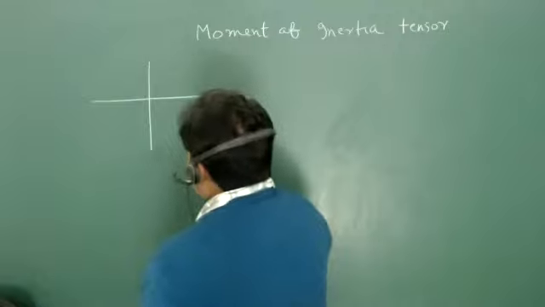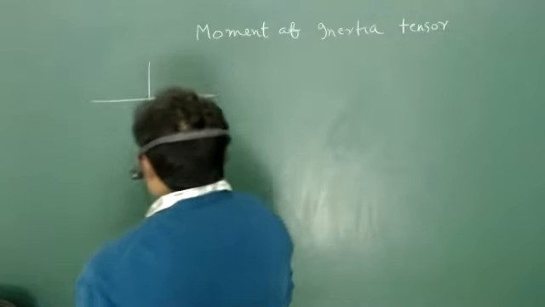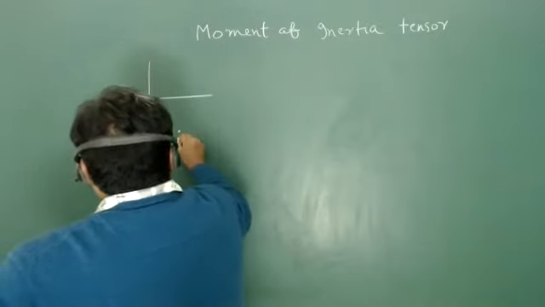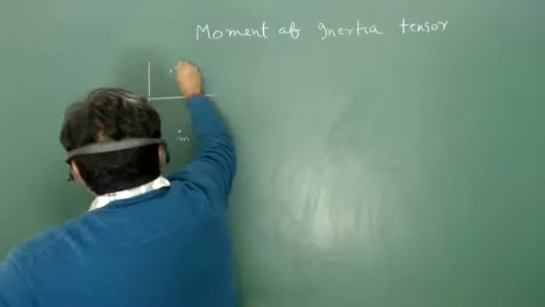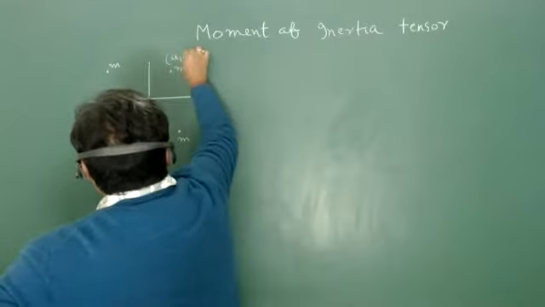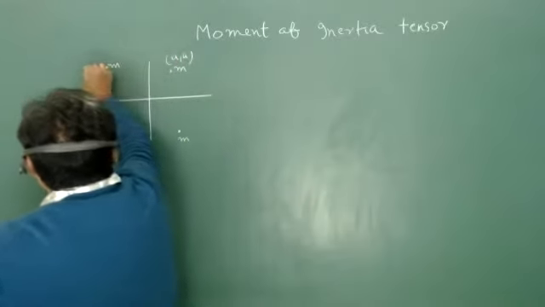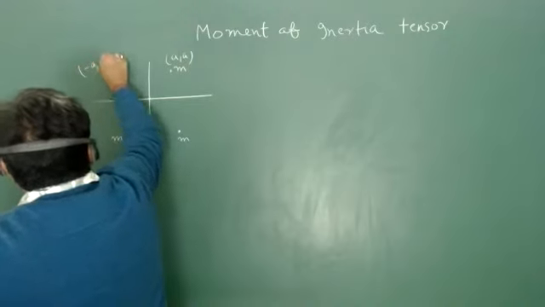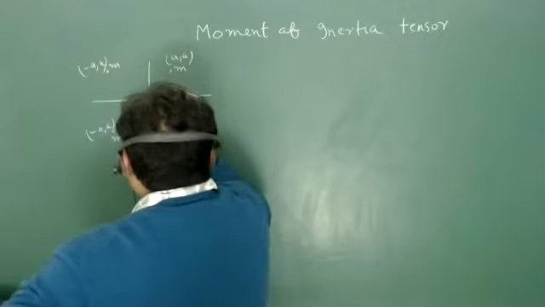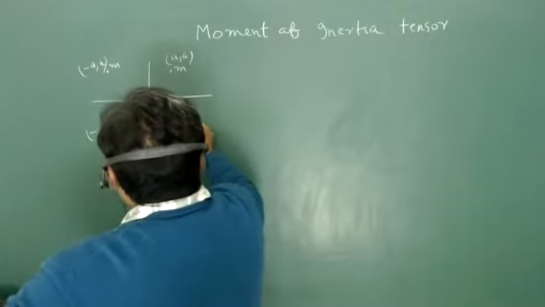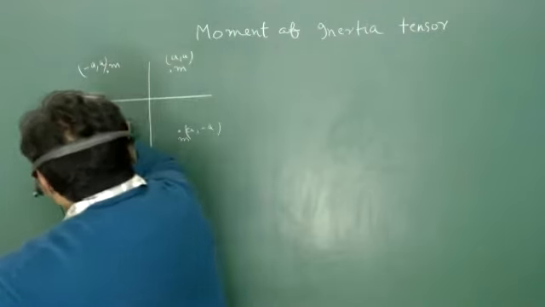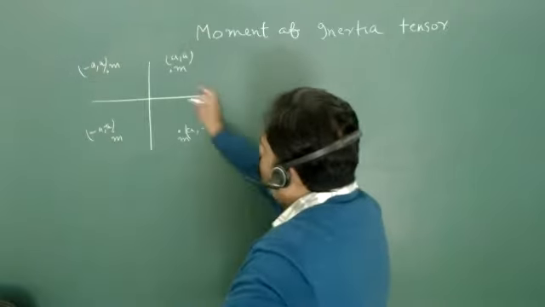Let us try this. This is my axis. Let us assume this is my origin O, and here is some mass m, here is some mass m, here is some mass m, here is some mass m. The coordinates of the masses are (a, a), (minus a, a), (minus a, minus a), and (a, minus a). These are xy coordinates.